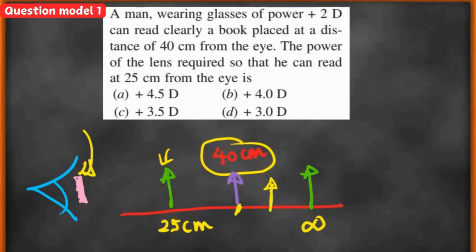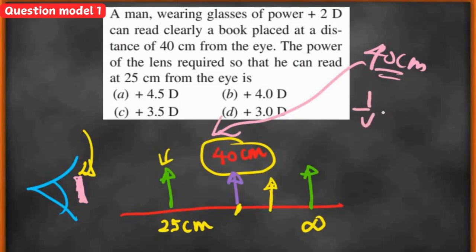A man wearing glasses of power plus 2D can read clearly a book placed at a distance of 40 centimeters from the eye. The power of lens required so that he can read at 25 centimeters from the eye is? So first thing we need to remember is that this 40 centimeter is not the real near point, so we need to identify the real near point. We apply the lens formula 1 over v minus 1 over u equals 1 over f.